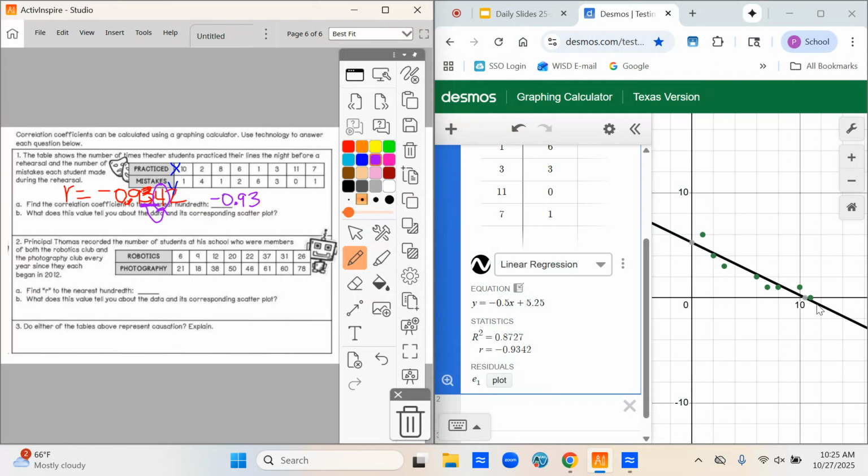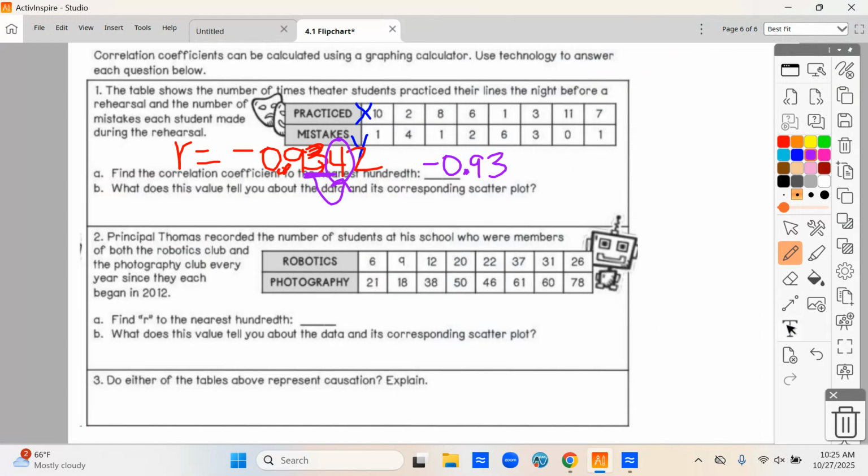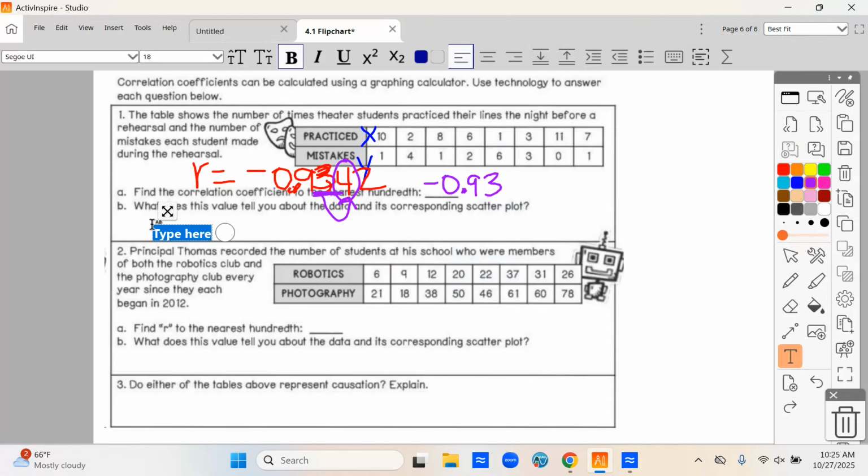If we go back to our line, we'll notice just by observing it's a negative and the points are pretty close to the line. So without even knowing our number, we could predict that it is a strong negative association. Strong negative association. Okay, let's go on to the next one.